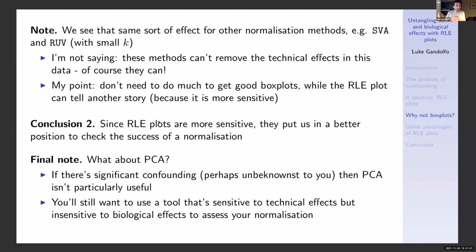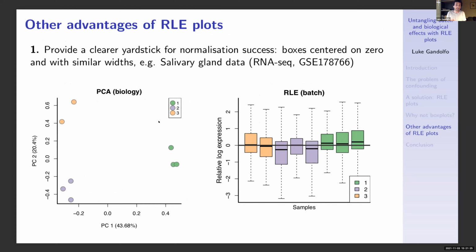And you might think, what about PCA here? Well, indeed, it is relevant here, but the point is, as I said earlier, if there's any significant confounding of your biology and batch, maybe unbeknownst to you, then PCA isn't particularly useful. So you're still going to want to use a tool that's sensitive to technical effects, but insensitive to biological effects to assess your normalization.